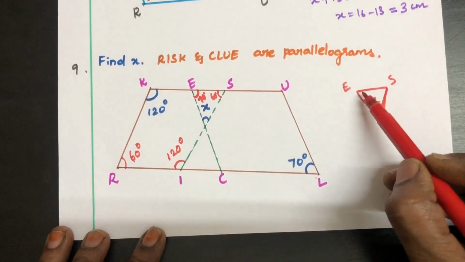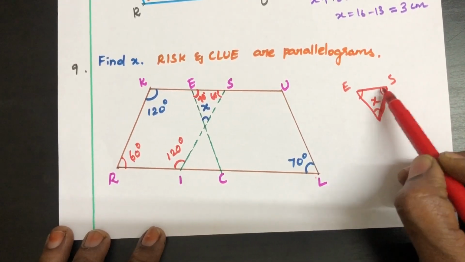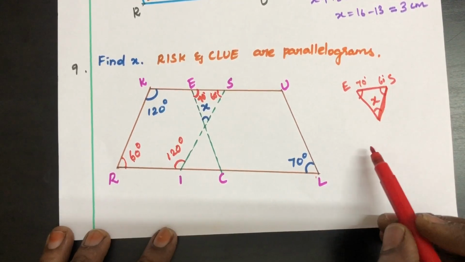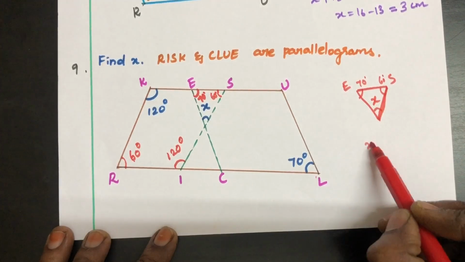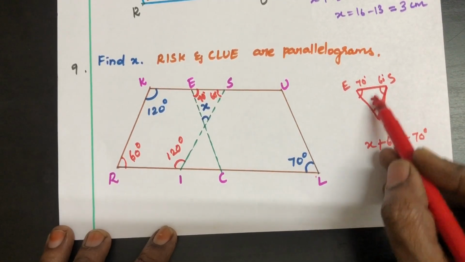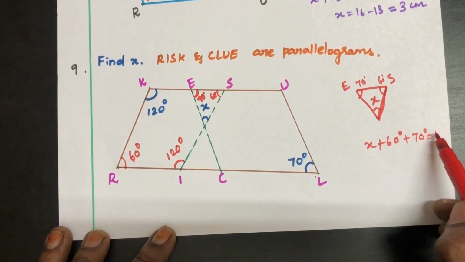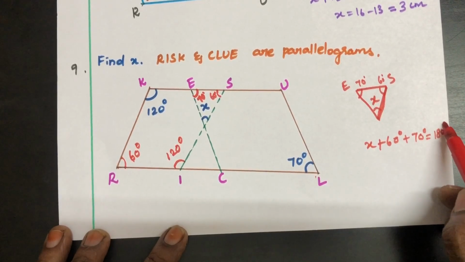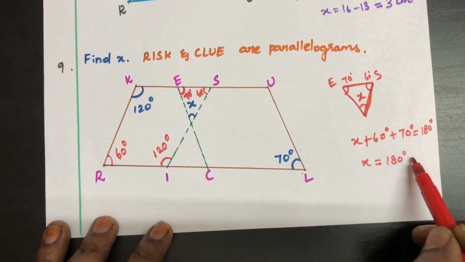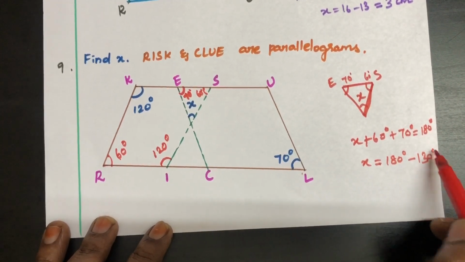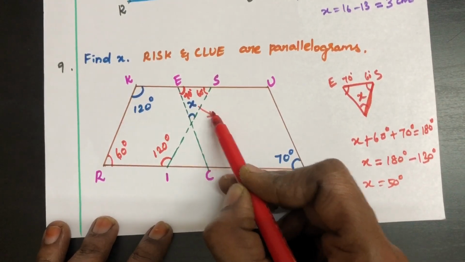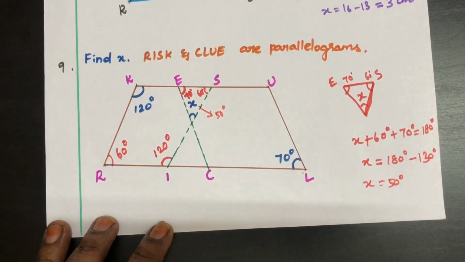How to find this? We know this angle and this angle. This is 60 degree and this is 70 degree. So, the angle sum of a triangle is always 180 degree. So, 60 degree plus 70 degree. That means I am adding all the interior angles equal to 180 degree. X is equal to 180 minus 130 degree. Therefore, x equal to 50 degree. The value of this x is 50 degree.